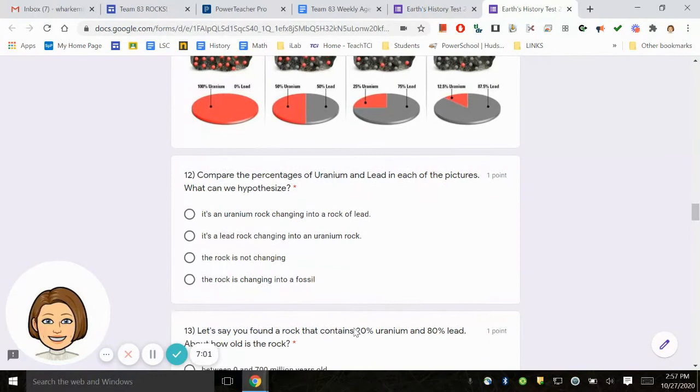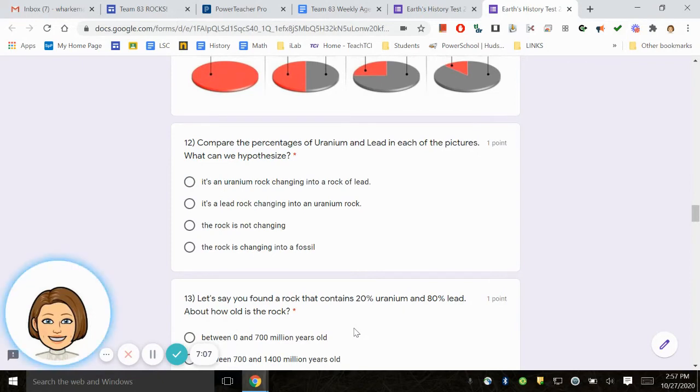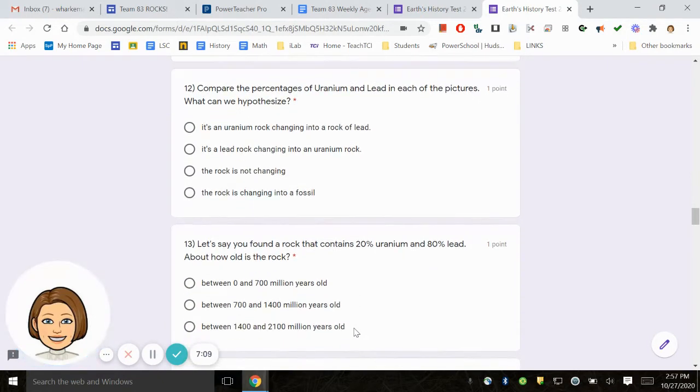Okay. Number 13, make sure you go back and look at the diagram. Let's say you found a rock that contains 20% uranium and 80% lead. About how old is the rock? Is it between 0 and 700 million years old? Between 700 and 1400 million years old? Or is it between 1400 and 2100 million years old?